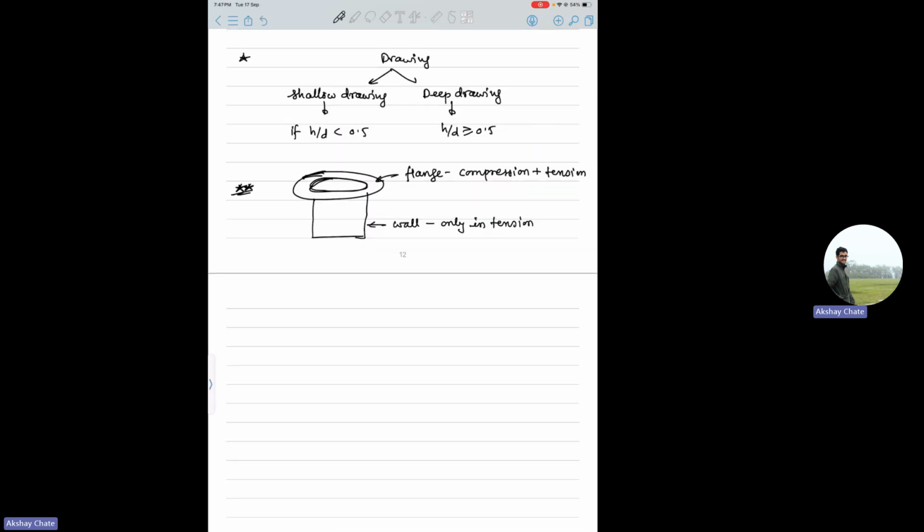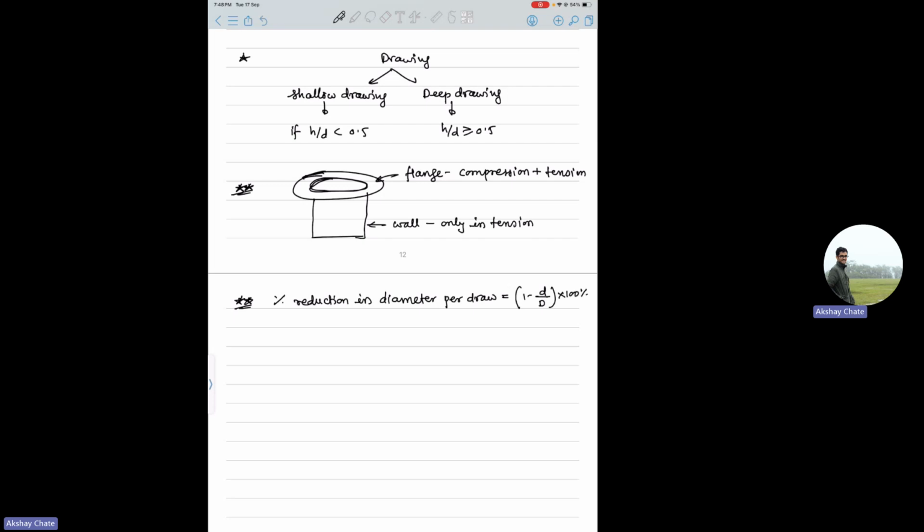And what happens sometimes is it is not possible to achieve the complete depth in one draw. Therefore, you can have a number of passes also. Then it depends on the percentage reduction in diameter in a draw. This is similar to our previous cases. So the percentage reduction in the diameter per draw is nothing but 1 minus d by D, into 100%.